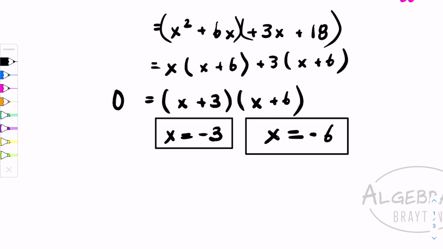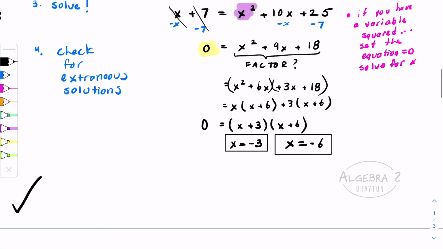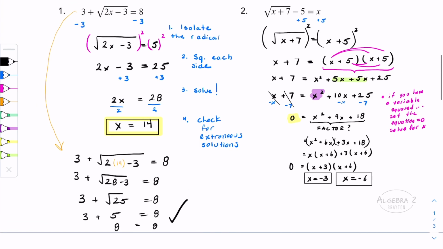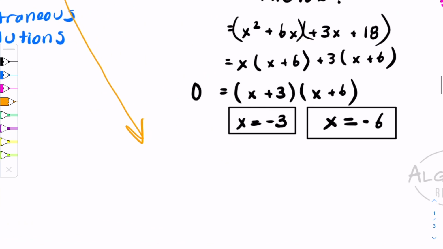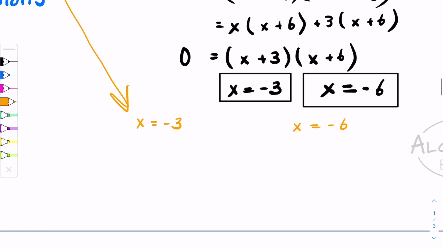Before we can officially say those are our solutions, we need to test our answers in the original expression. So we're going to take this expression from above, bring it down, and test our values. We have to test when x equals negative 3, and we also have to test when x equals negative 6. Testing when x equals negative 3.